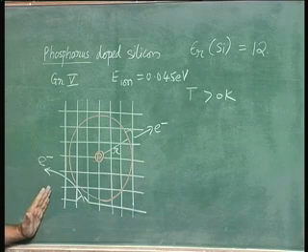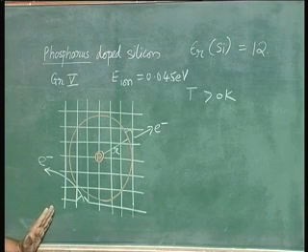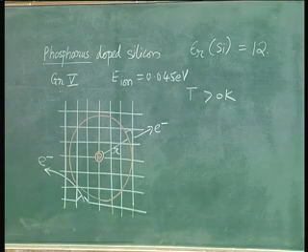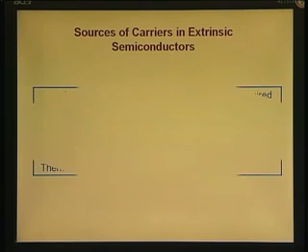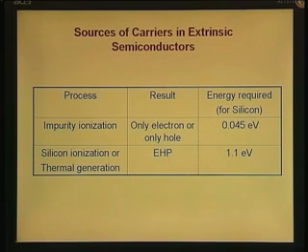So if you want to now summarize the processes which give rise to free carriers in a doped semiconductor, that would be something like this. Sources of carriers in extrinsic semiconductors. The process of impurity ionization gives rise to an electron. We will see how it can give rise to a hole also if you dope the semiconductor with boron. So impurity ionization in this particular case where phosphorus has been introduced into silicon gives rise to only electron, and the energy required for this is 0.045 electron volts.